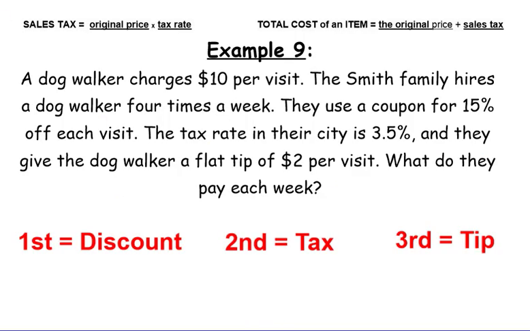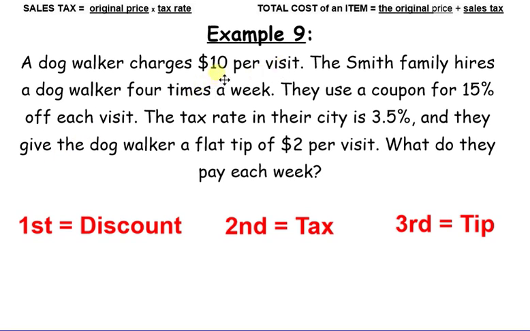Okay, let's look at example number 9. A dog walker charges $10 per visit. The Smith family hires a dog walker 4 times a week. They use a coupon for 15% off each visit. The tax rate in their city is 3.5%, and they give the dog walker a flat tip of $2 per visit. What do they pay each week?